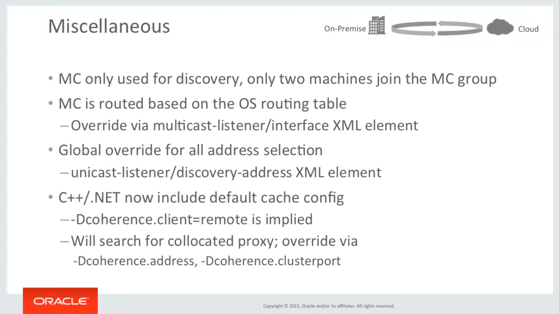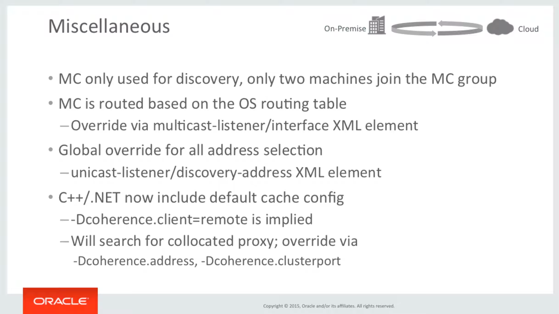You can still override it, and actually the override element has existed in Coherence for forever. The multicast listener interface element, if you want to specify that it should go on a particular network rather than the default one in your OS routing table. But if you don't say anything, it's going to listen on whatever your OS routing table has been left as the route for multicast.